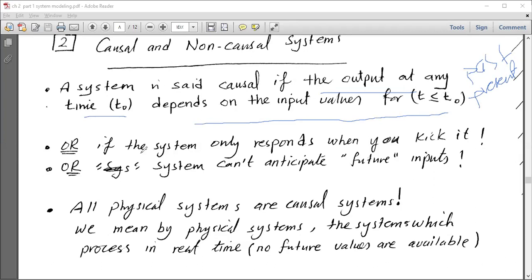Or, another way: the system only responds when you kick it. Or, the system cannot anticipate future inputs. If there is no anticipation of future inputs to decide the present value of the output, then the system is causal.